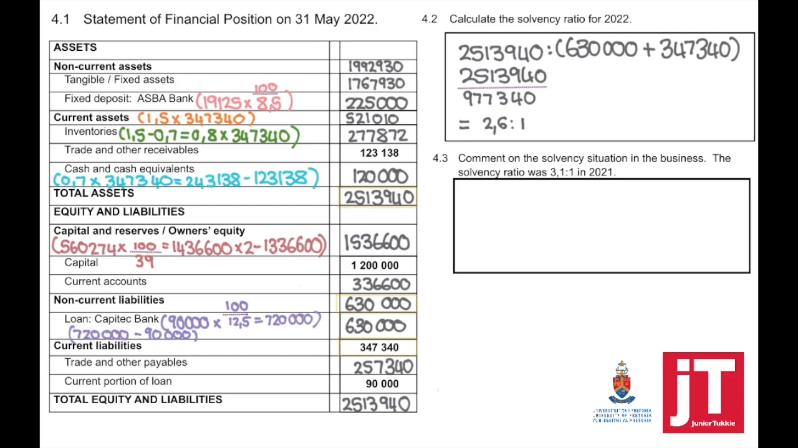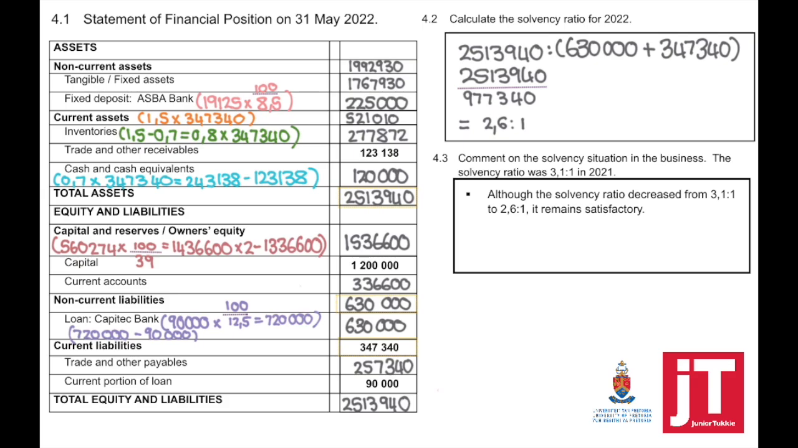4.3, comment on the solvency situation in the business. The solvency ratio was 3,1 to 1 in 2021. To comment, when we're commenting, we always indicate the financial indicator. We quote figures and we indicate the trend. In other words, did it improve? Did it increase or decrease? And then we give an opinion. So they provided us with the figure from last year. So now you need to make sure that you use your answer, which you've calculated in 4.2.